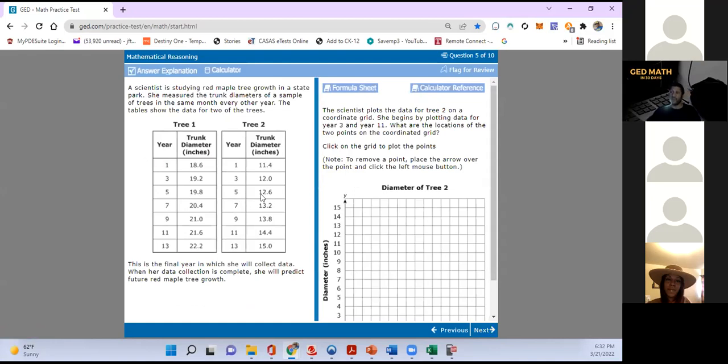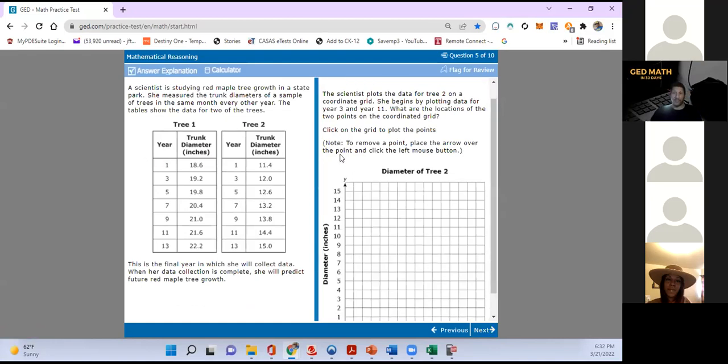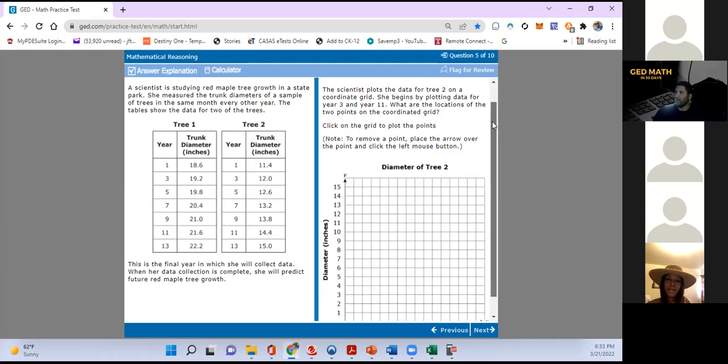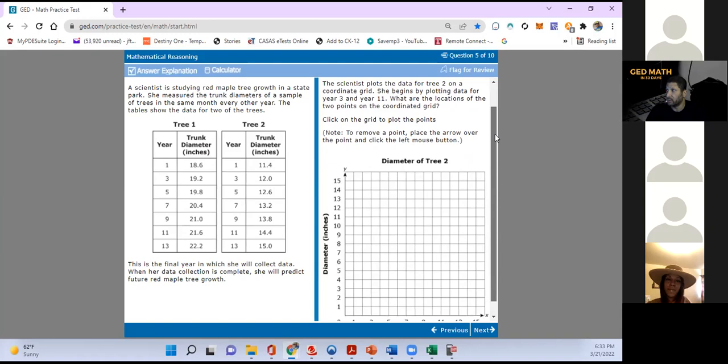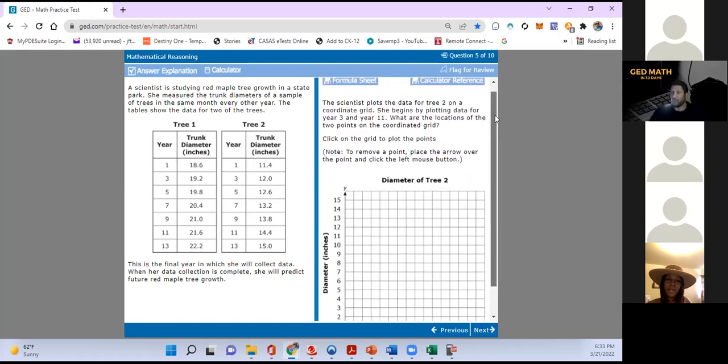So right here, again, this is a word problem. A scientist is studying red maple tree growth. Before you even start reading about that, what do they want to know? That's what you need to get in. Before you even start looking at all that stuff, read your question first. The scientist plots the data for tree 2 on a coordinate grid. She begins by plotting data for year 3 and year 11. What are the locations of the 2 points on the coordinate grid? Click on the grid to plot the points. Where do I start on this question? What information do you need to know in order to graph those points?